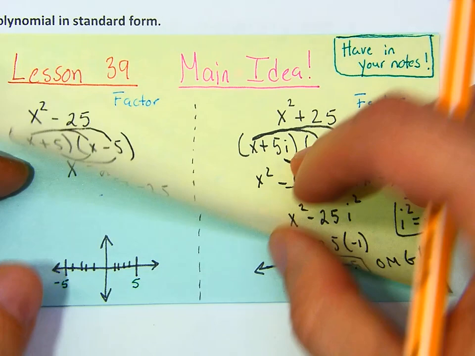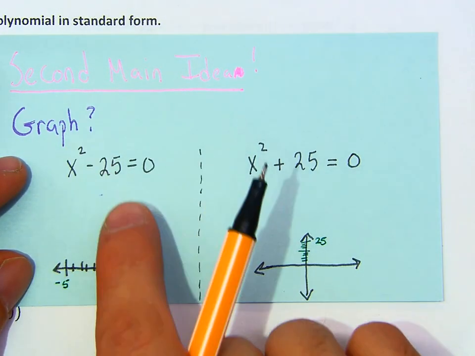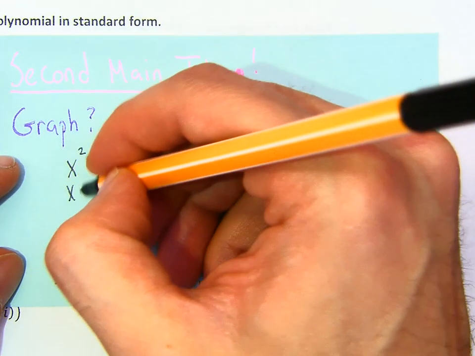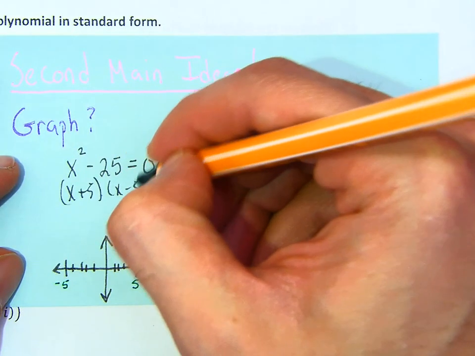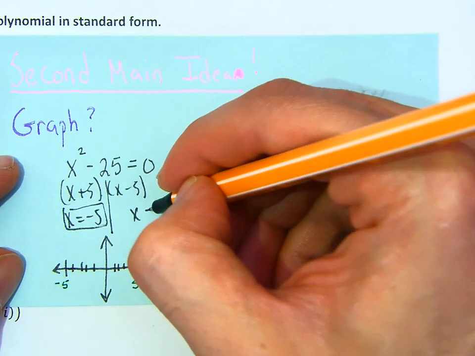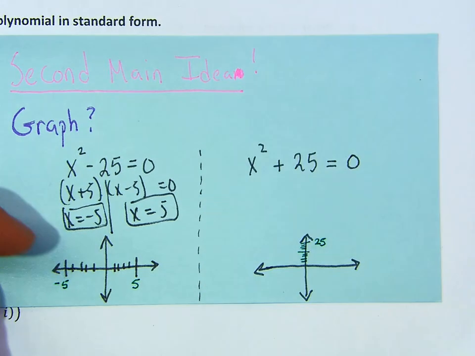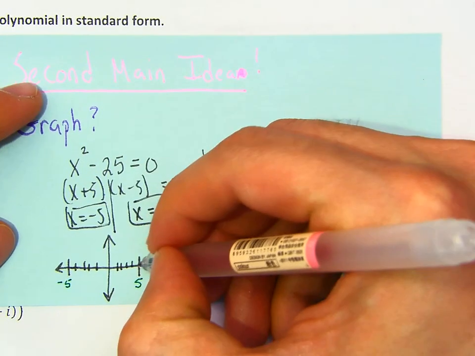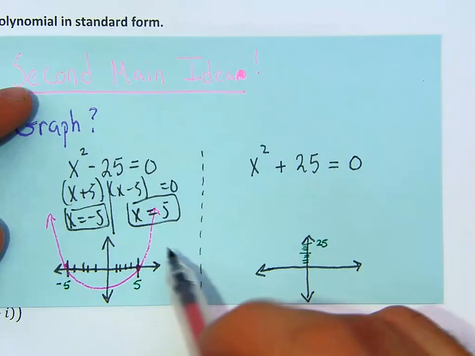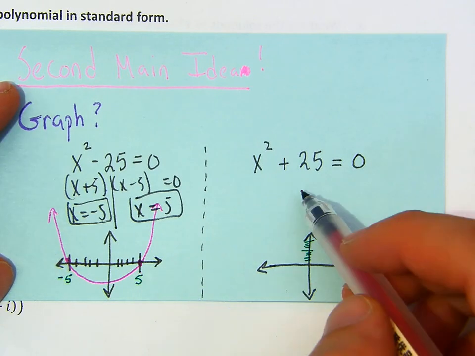Now, the next question we have to look at, the second main idea, is what do you know about the graph for these two? Remember that we just solved this one. This was x plus 5, x minus 5, and it equals 0. So here x equals negative 5, and here x equals 5. And what's the connection between the solution and the graph? It represents the points on the x-axis that make the graph. We know the solutions are at 5 and negative 5, so they have to intersect the x-axis here.